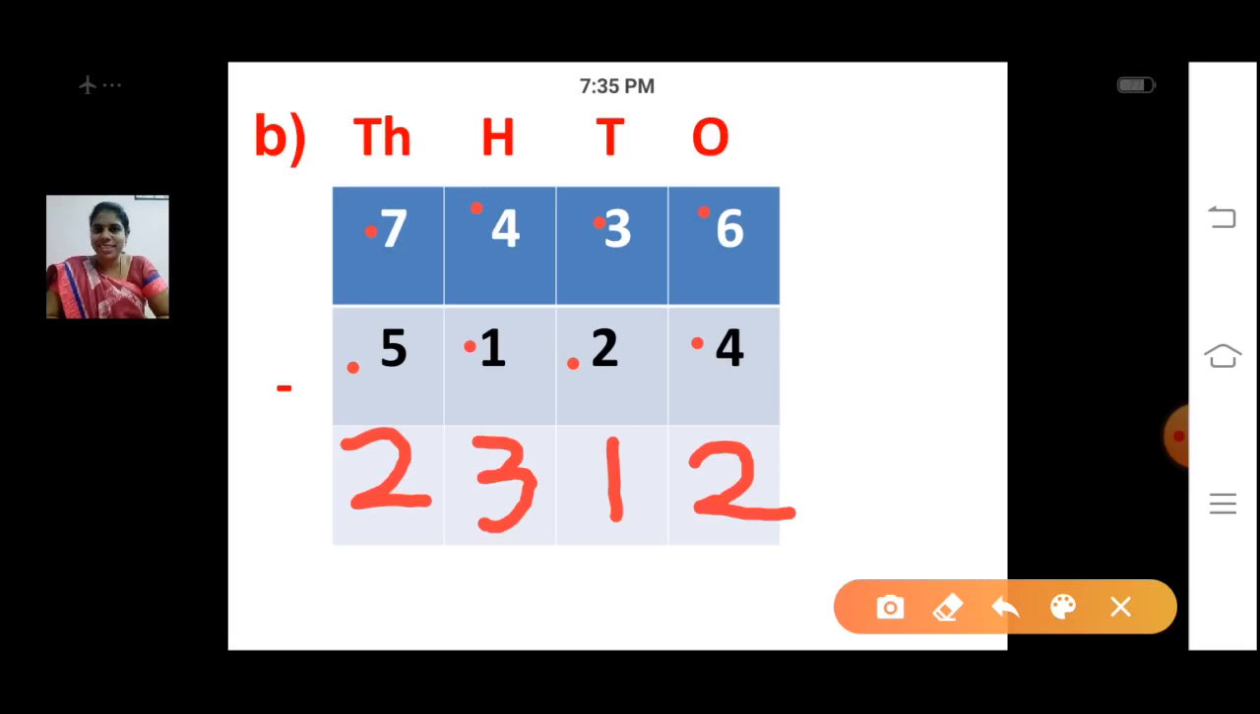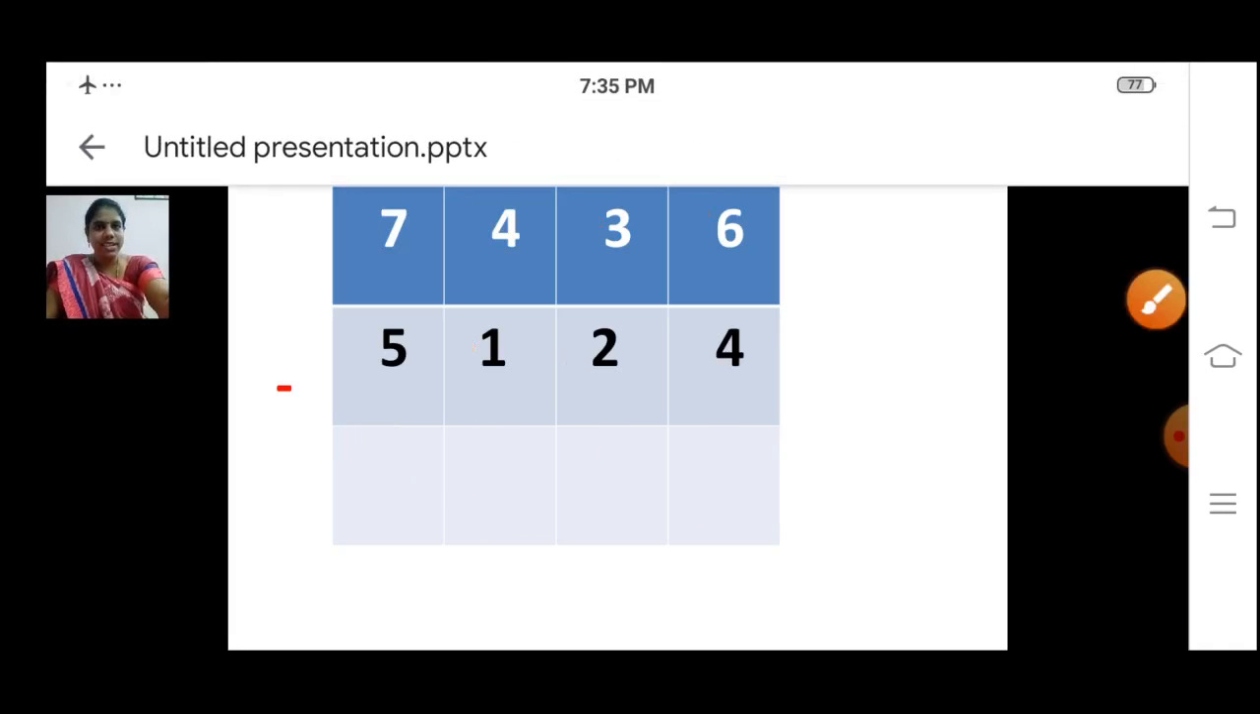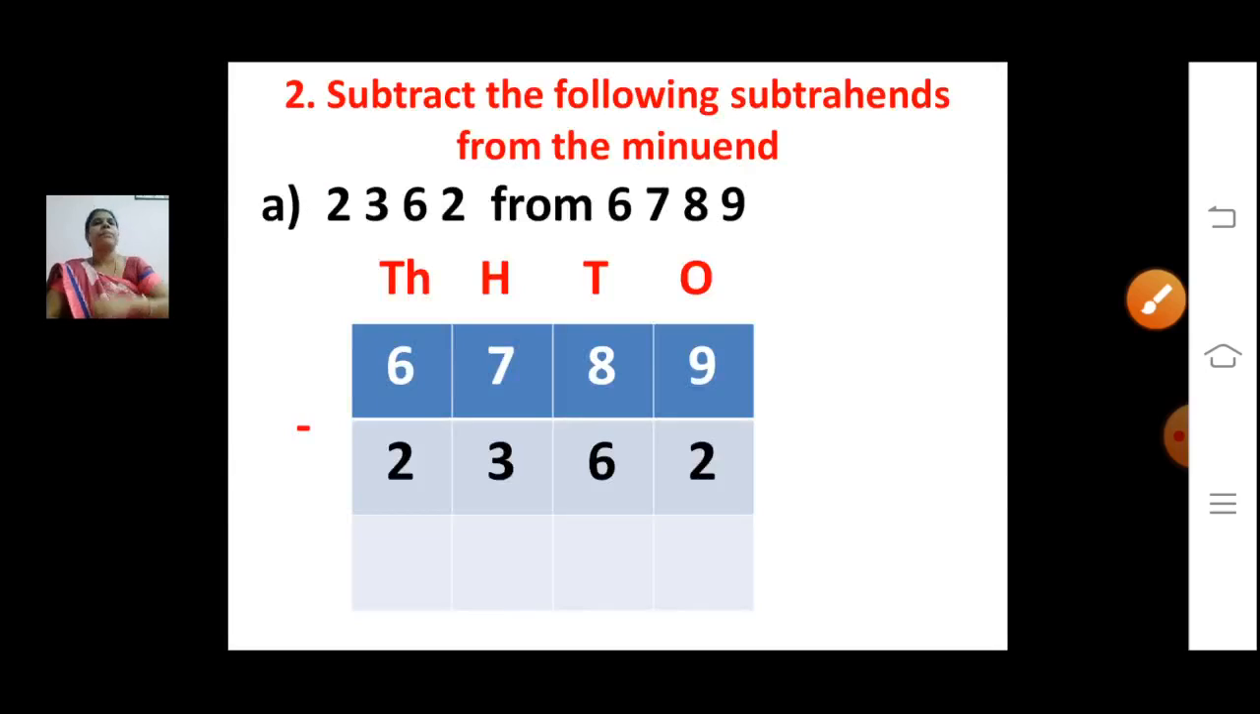So when you subtract 7,436 minus 5,124, the answer is 2,312. First subtract the ones place. 6 minus 4 is 2. Then the tens place. 3 minus 2, 1. Hundreds place. 4 minus 1, 3. Then thousands place. 7 minus 5, 2. Answer is 2,312. Let's see the next sum.